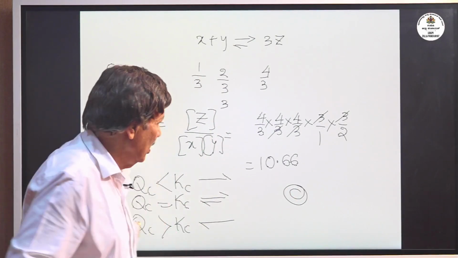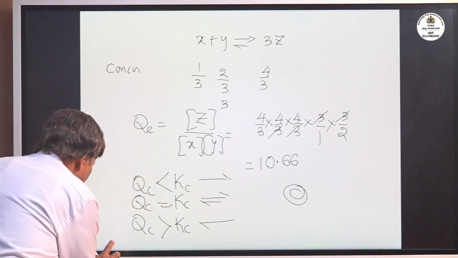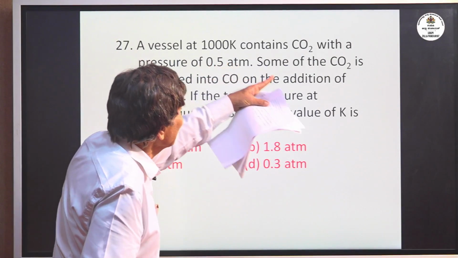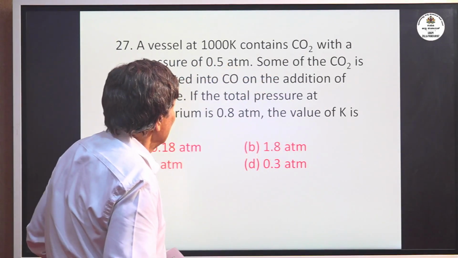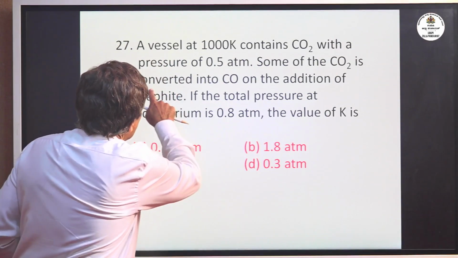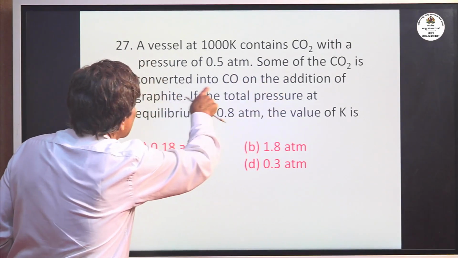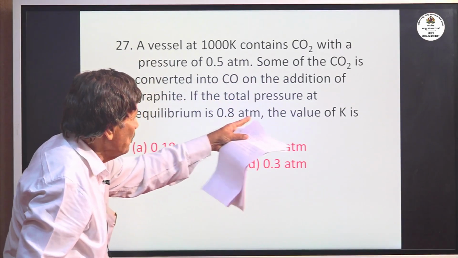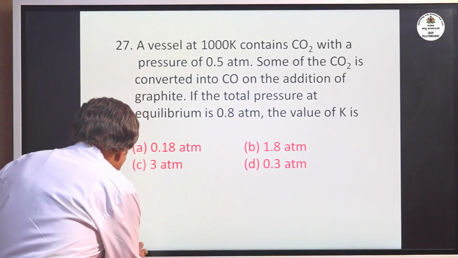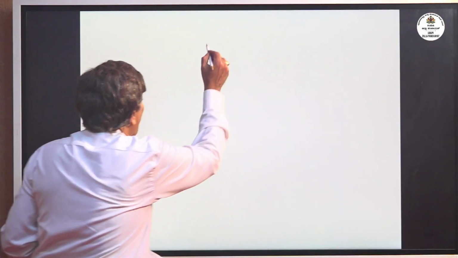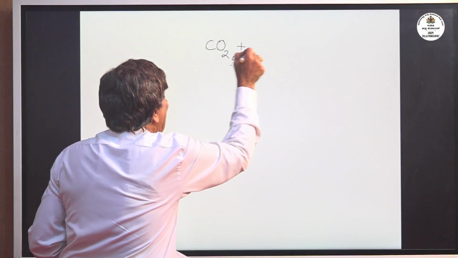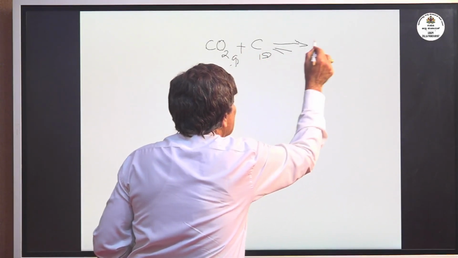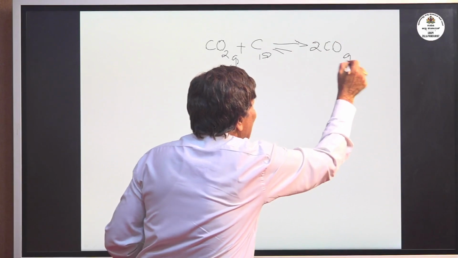Yes. We will go to 27th. A vessel at 1000 Kelvin contains CO2 with a pressure of 0.5 atmosphere. A little carbon dioxide is converted into CO on addition of graphite. If the total pressure at equilibrium is 0.8 atmosphere, the value of K is. Let me write the equation first. CO2 gas, they have added a little carbon which is solid. I shall write graphite. You get CO, which is a gas.